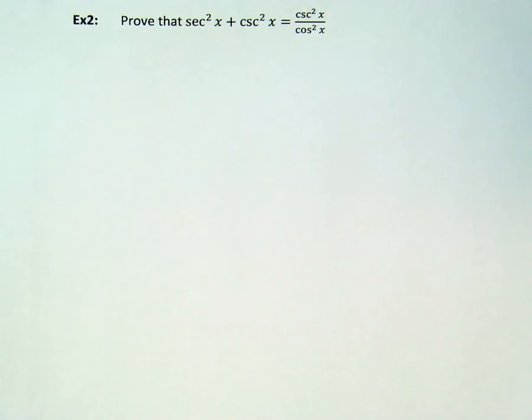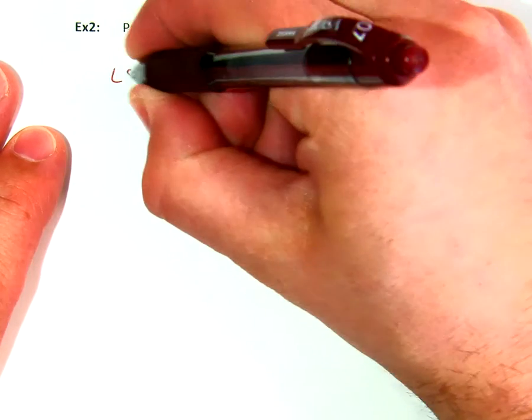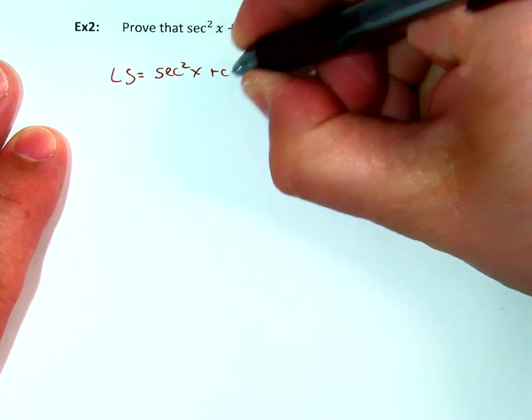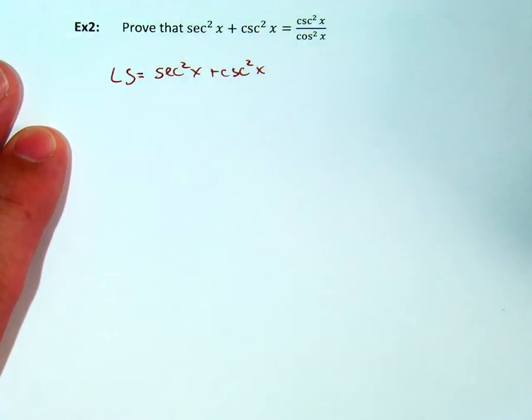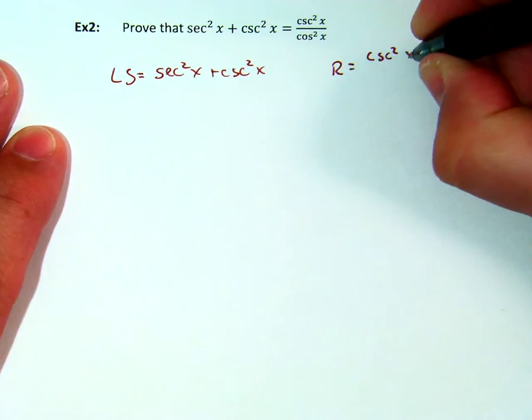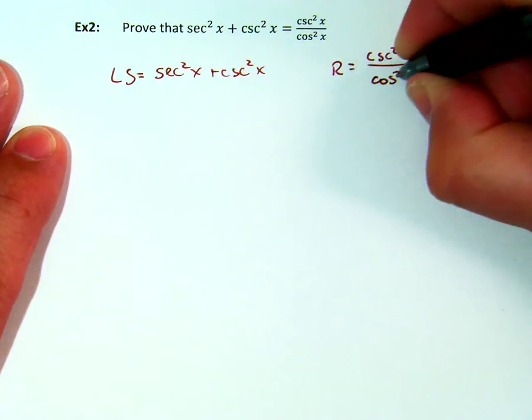Hello, just going through an example of how to prove a trigonometric identity. First thing you're going to do is separate it into left side and right side. So the left side of the equation is secant squared x plus cosecant squared x. And the right side of the equation is cosecant squared x over cos squared x.